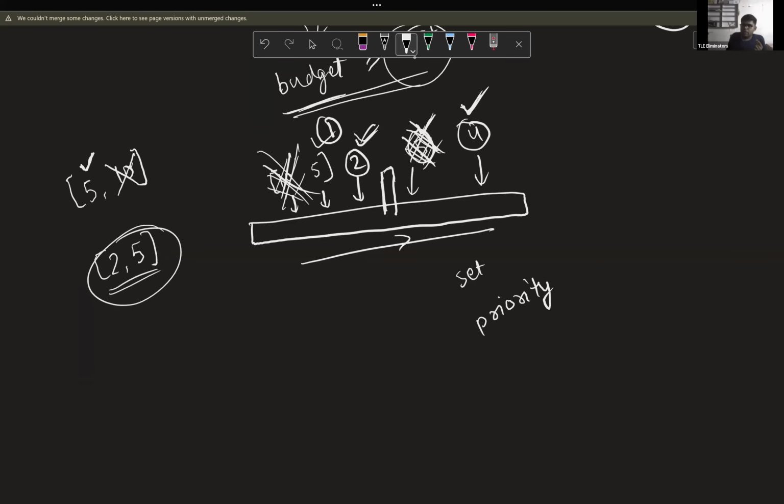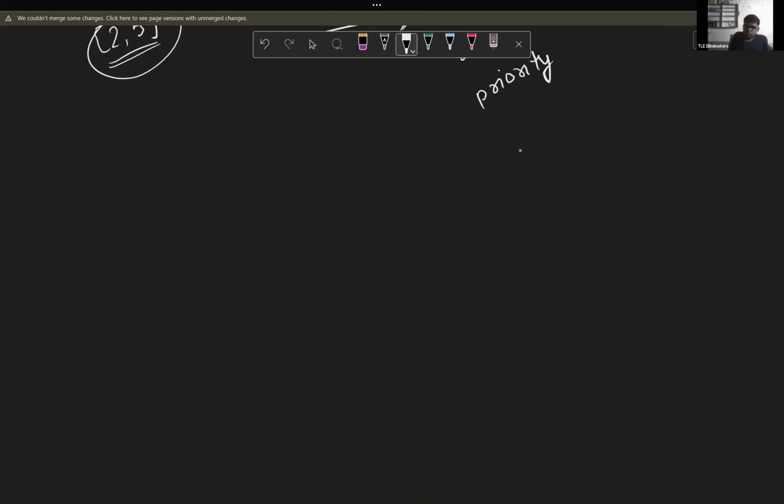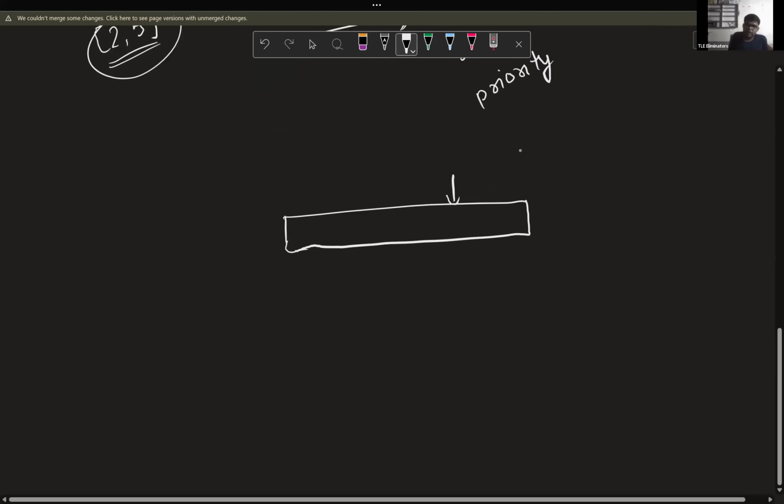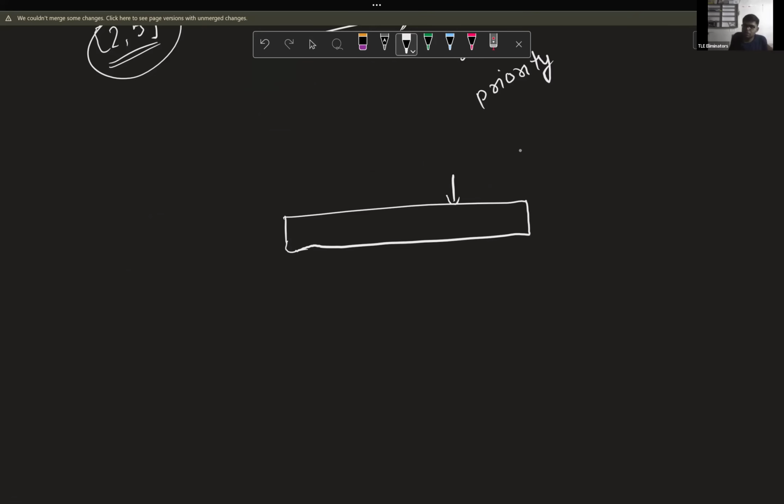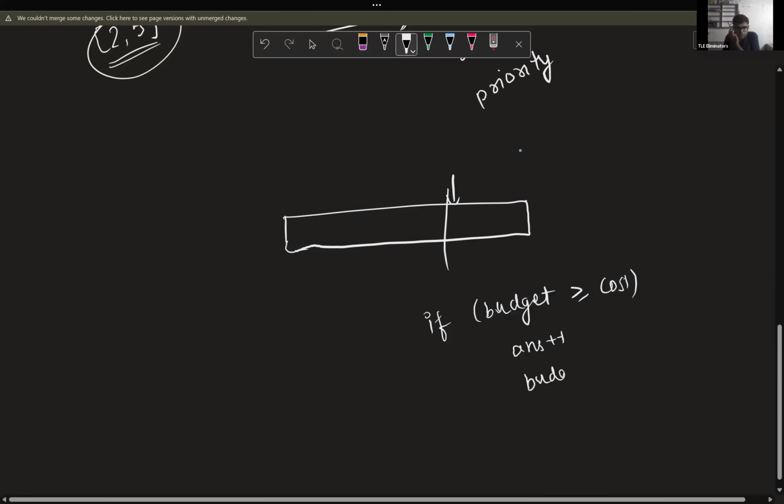All we need to do is just iterate over the array, and here we are greedily deciding that the best thing which we can do is just buy happiness if possible. This is something we have been doing greedily: if at any point you can buy happiness, then just buy it. If budget is greater than or equal to cost, then answer plus plus, and budget would obviously get subtracted by cost, and in the priority queue you can just push the cost so that in future you can remove it.